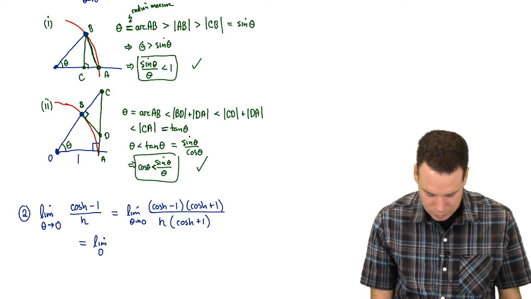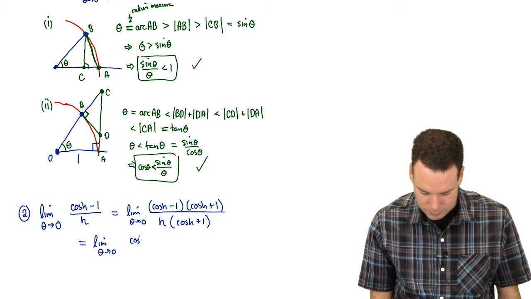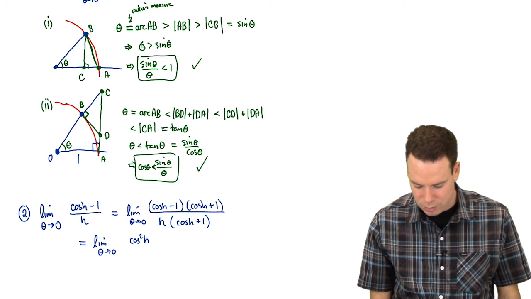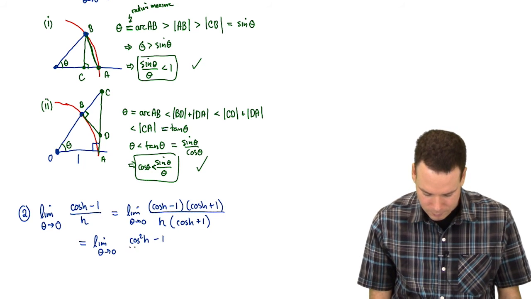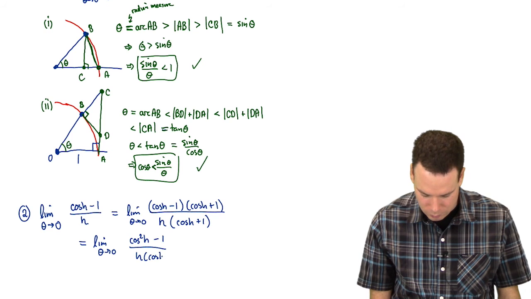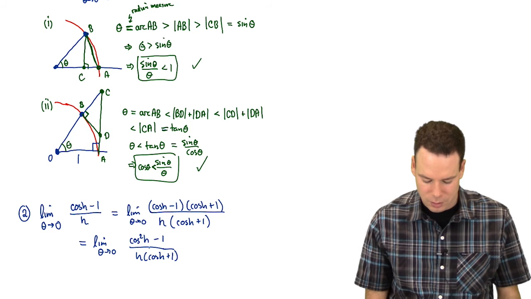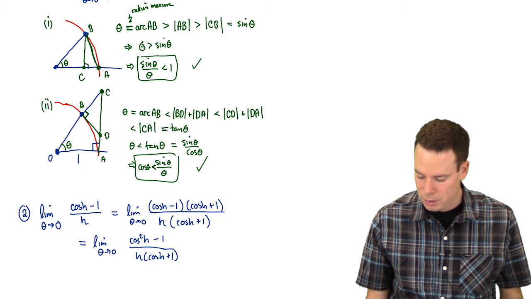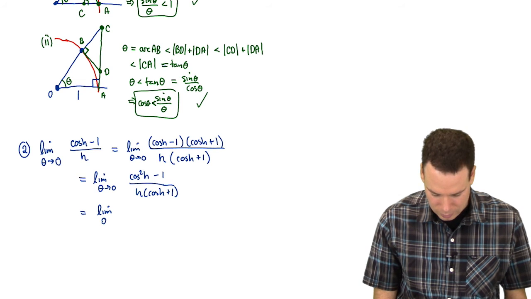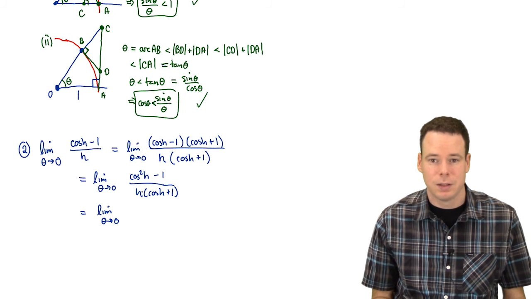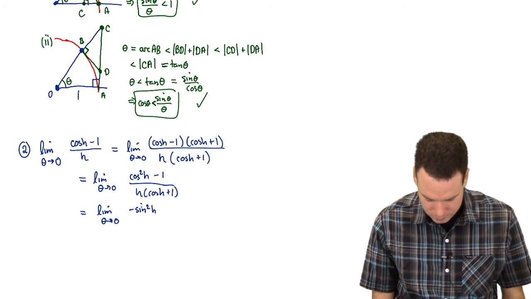Now, why did I multiply by cosine of h plus 1? Well, the reason is that when I multiply these things out, I get a cos squared. The cross terms, cos of h minus cos of h, cancel to give 0, minus 1, all over h times cos of h plus 1. So that thing on the top, cosine squared of h minus 1, I know is exactly negative sine squared of h because of the trigonometric identity cos squared plus sine squared is 1.